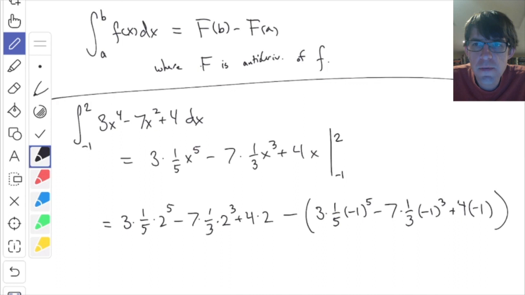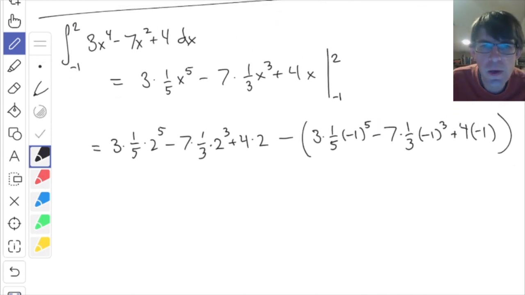This, I would say, is a fairly straightforward one. Somebody got a question? No. Okay, let's do some more. That one was fairly straightforward, I said, just because the antiderivative is pretty easy to do. In that case, it's a polynomial.